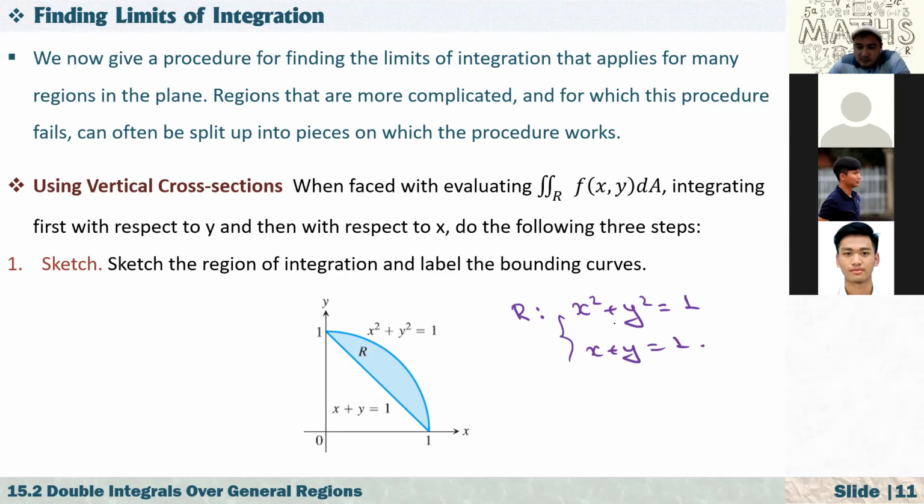Okay, so this x squared plus y squared is equal to 1. If you draw this, it's a circle, right? And x plus y equals 1, we know that it is just a straight line. So they meet each other at the y-axis at 1 and the x-axis at 1. Okay, so this blue region, they are intersection points, so they form this region. Now we are going to integrate our function over this region.